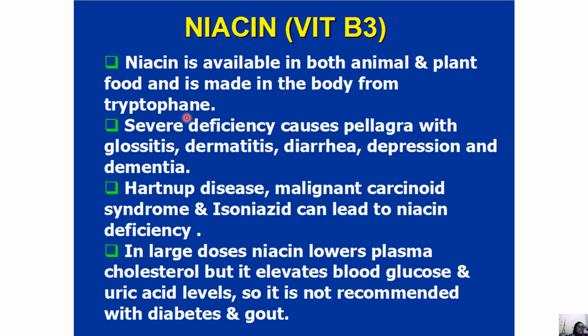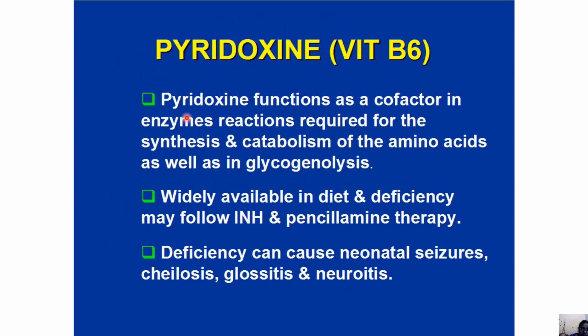Now, what is niacin? Niacin is available in both animal and plant food and is made in the body from tryptophan. So, severe deficiency causes pellagra with glossitis, dermatitis, diarrhea, depression, and dementia. And in large doses, niacin lowers plasma cholesterol, but it elevates blood glucose and uric acid levels. It is not recommended in diabetes and gout.